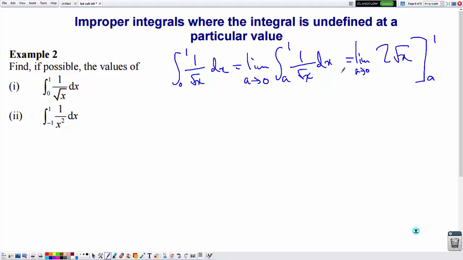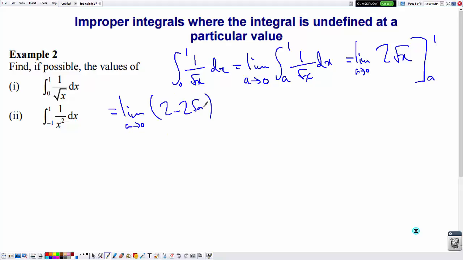But again, like before, we're not going to do anything with that just yet. So limit as a tends to 0. Let's work out this definite integral, plug it in. So it's 2 root 1. Again, we're not doing anything with this limit. Really, I should probably put a bracket around this whole thing, but from context it makes sense anyway. So 2 root 1 is just 2, minus 2 root a.